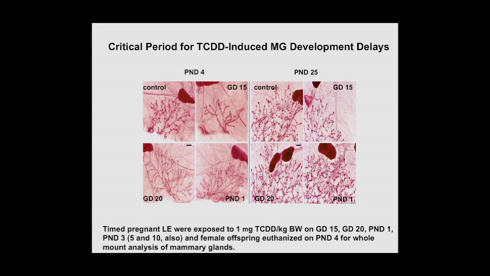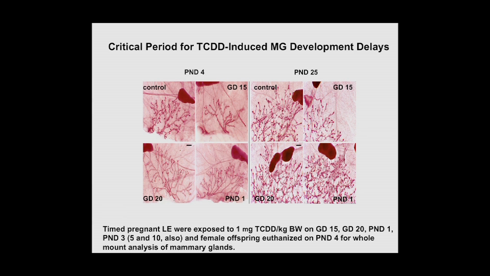During the time of breast bud development, we saw on postnatal day 4, which is shown on the left, and postnatal day 25, which is about the time of weaning, on the right, that compared to controls, the animals that were exposed on gestation day 15 had a more significant delay in development than did any of the other time points when we gave dioxin.